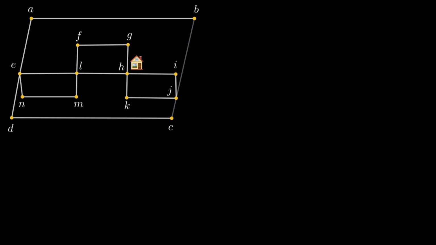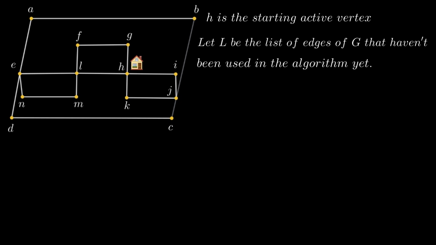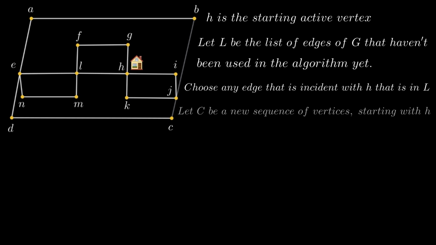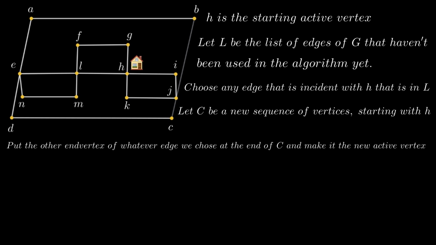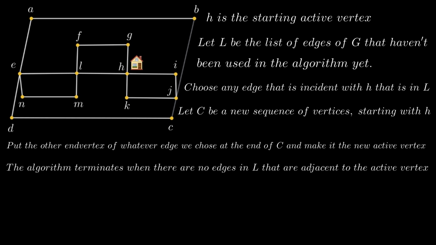We'll start the algorithm from Sarah's house, which is at the vertex H, since that's where the problem starts anyway. Vertex H is what we call the active vertex. Let L be the list of edges of this graph that haven't been used yet. Now choose any edge HX that is in L. Let C be a new sequence of vertices, starting with H. Put X at the end of the sequence C and make X the new active vertex. You repeat this process until there are no edges in L adjacent to the active vertex.